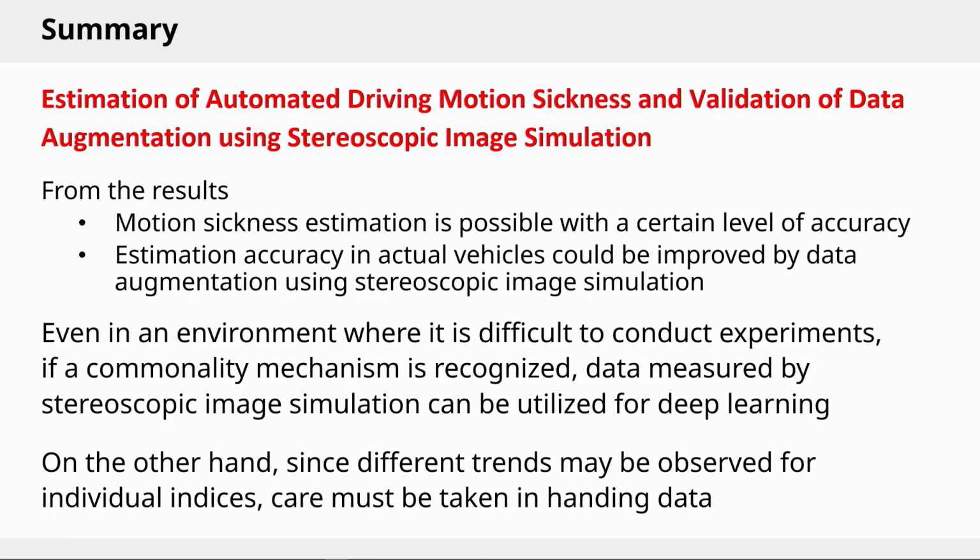This study was conducted to estimate automated driving motion sickness and validate data augmentation using stereoscopic image simulation. From the result, it was confirmed that motion sickness estimation is possible with a certain level of accuracy. It was suggested that the estimation accuracy of sickness in actual vehicles could be improved by augmentation of the training data using stereoscopic image simulation. This suggests that even in an environment where it is difficult to conduct repeated experiments, if a common mechanism is recognized, data measured by stereoscopic image simulation can be utilized for deep learning and other data applications.